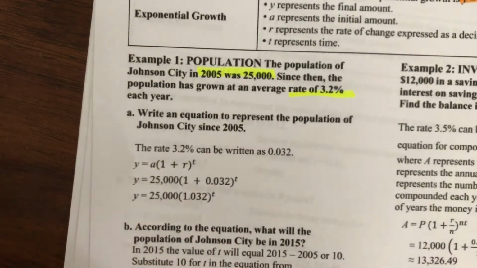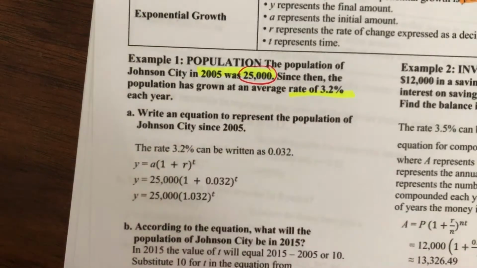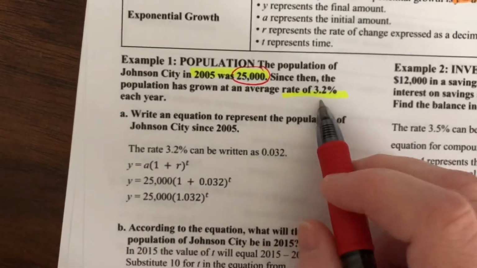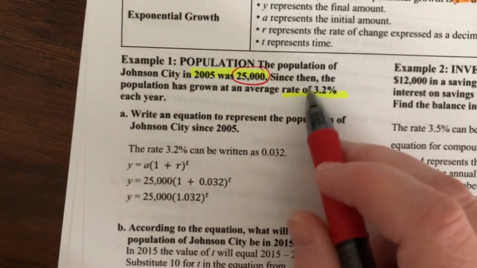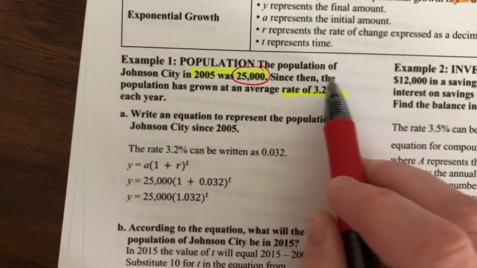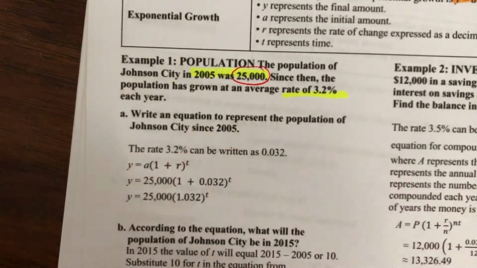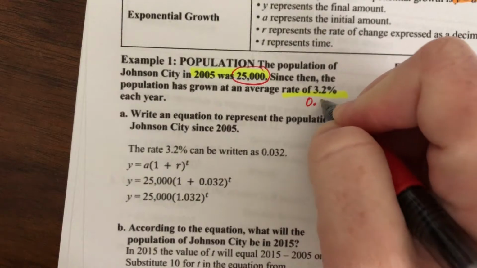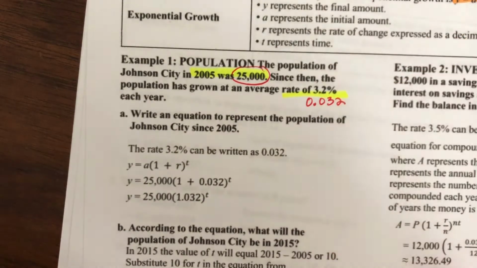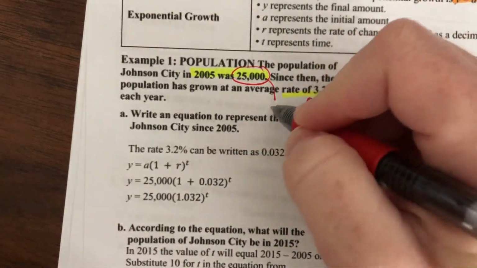So A is the initial amount, and our initial amount is 25,000, and that was in the year 2005. Since then, the population has grown at a rate of 3.2%. Now, I know that that is a decimal, but it's a percentage. So even though there's a decimal in the percentage, that doesn't mean we're using 3.2. Whatever a percent is, to change it to a decimal, you're dividing it by 100. So this change to a decimal is going to be 0.032. Okay, so this is R, and this number up here is A.